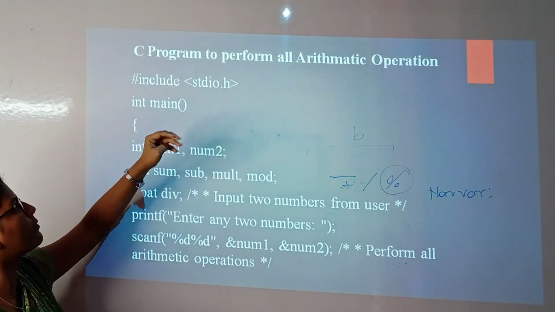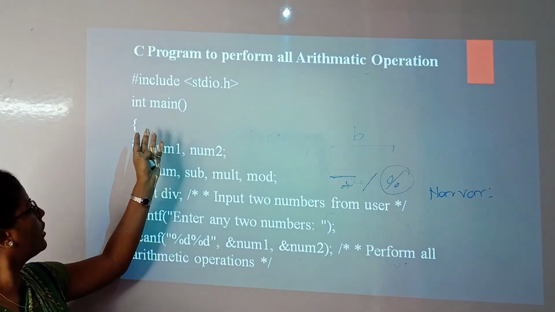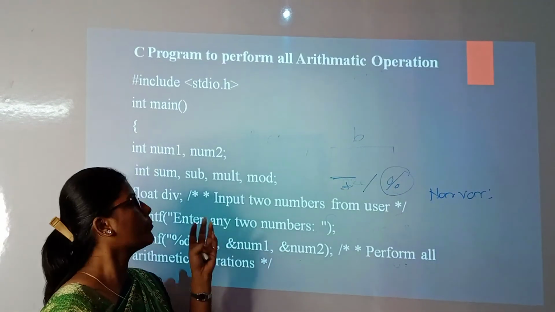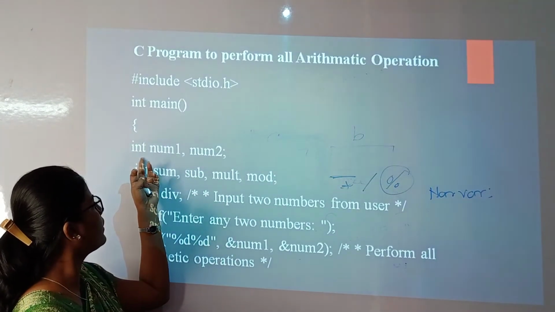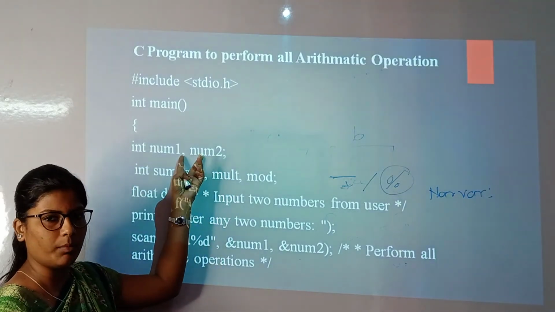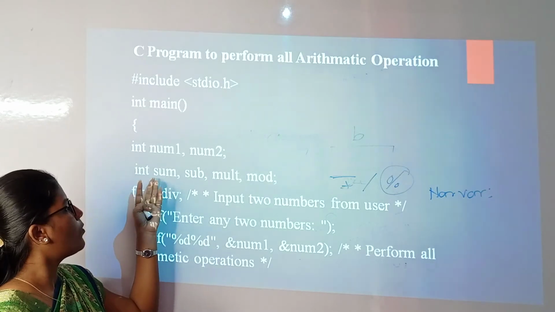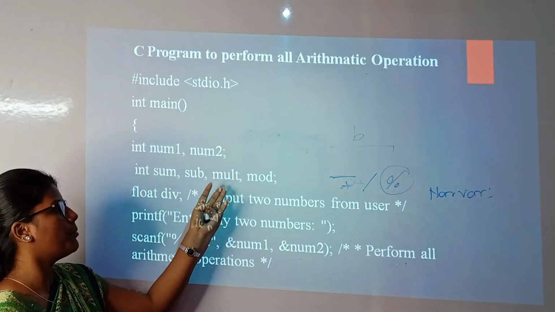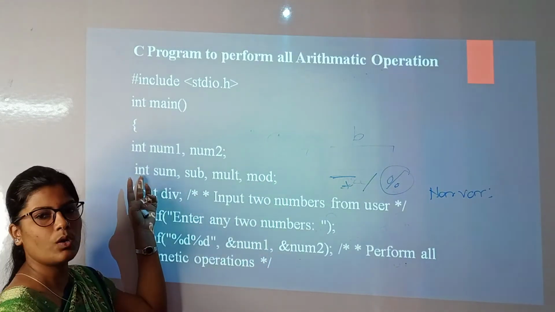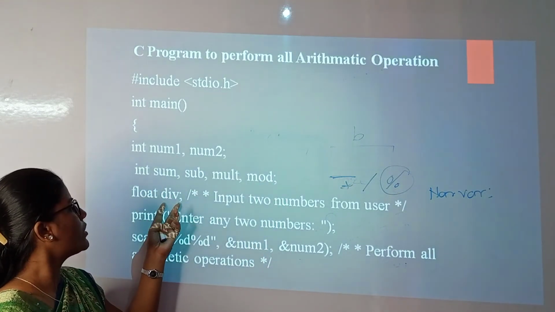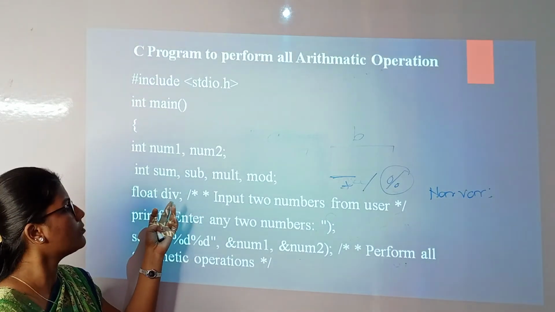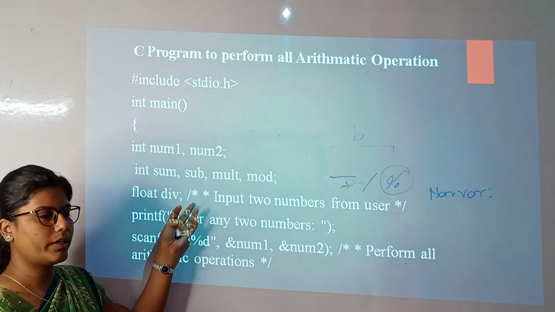First we include header files. Next our main function, curly bracket open. Here we define variables. Okay. First one is data type, number1, number2. Okay. Here we define two numbers. Next one, sum for addition, subtraction, multiplication and modulo division. Okay. Data type is also integer. But for division we use float data type because division gives a floating point number.